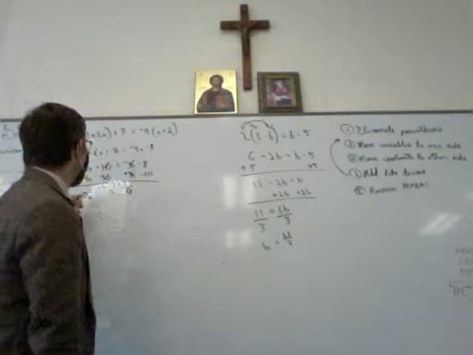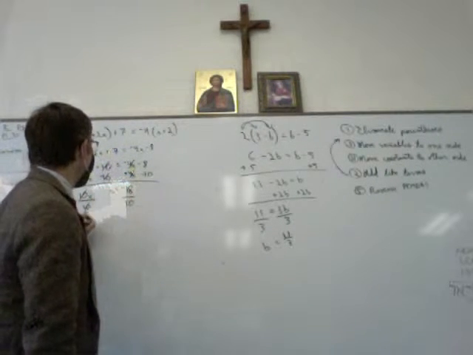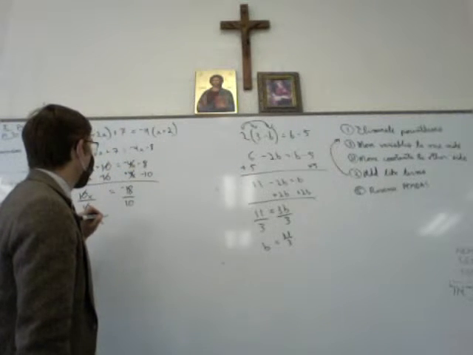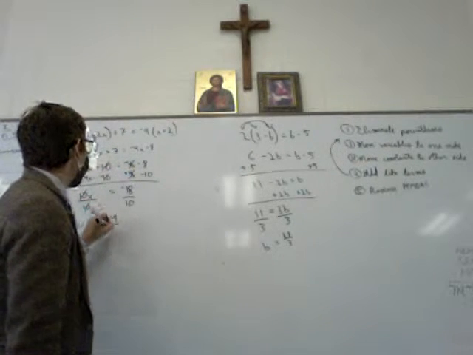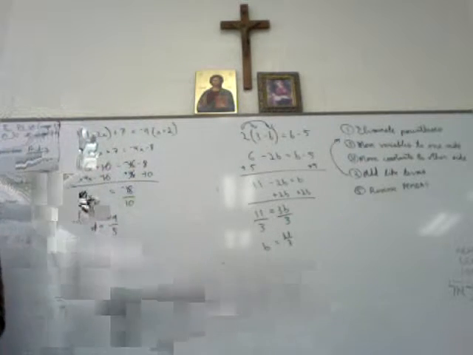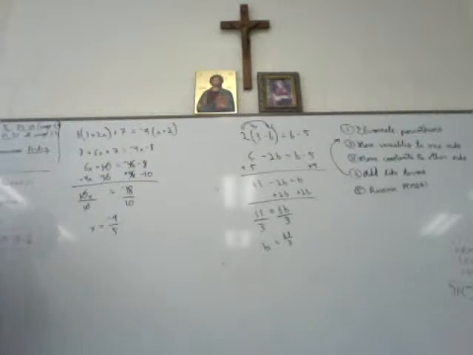Then what do I do? Divide by 10. x equals negative 9 over 5. Yep, negative 9 over 5. Do you have to make it a smaller fraction? Yes, you should always simplify fractions if possible.